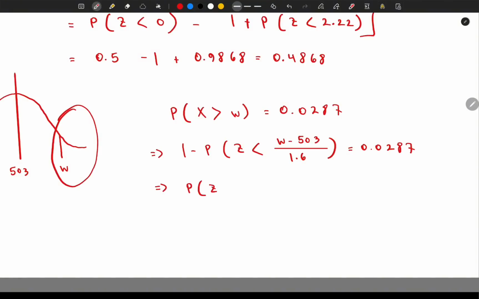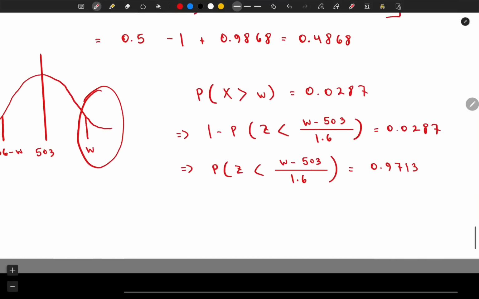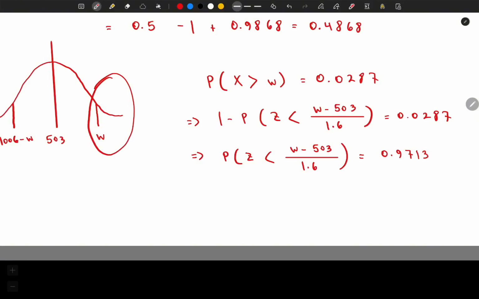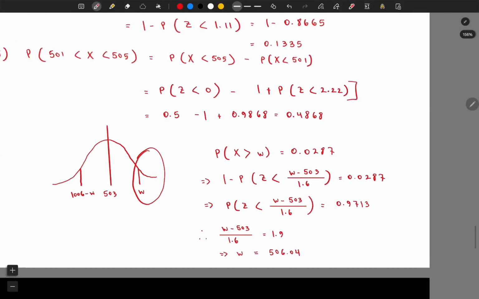So the overall probability is 0.9713. So when the probability is 0.9713, the value of z is 1.9. You can look it up in the statistical table. So you can say that W minus 503 over 1.6 is 1.9. So the value of W is about 1.9 times 1.6 plus 503. So it's around 506.04. So this is the value of W. So that is it for this part.